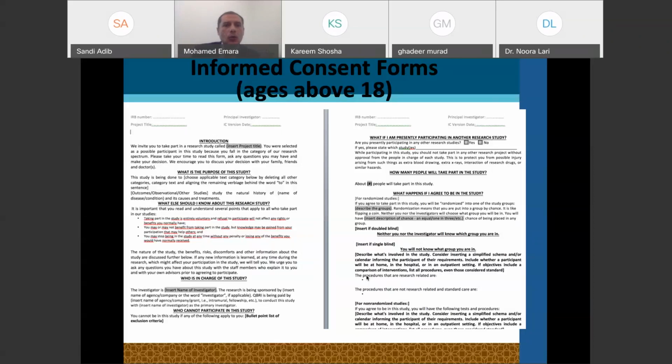Okay, so let's see what the informed consent form is composed of in this example that I'm going to give you. It has an introduction, and this introduction is telling you, we invite you to take part in a research study, which is called blah, blah, blah. And then you are selected to do this. So you explain to the participant what this study is.